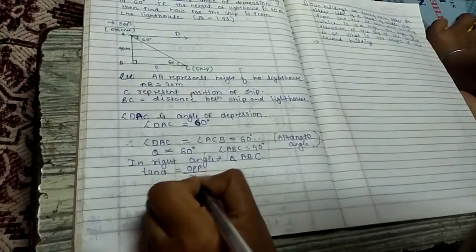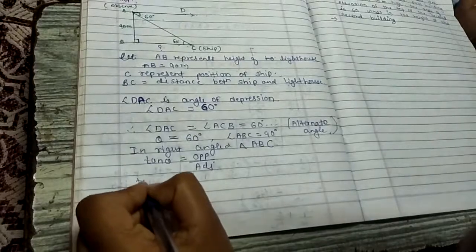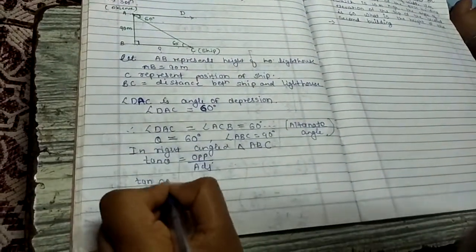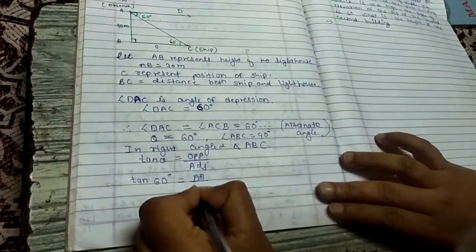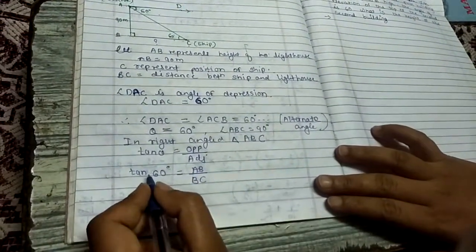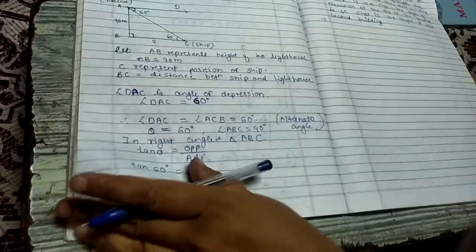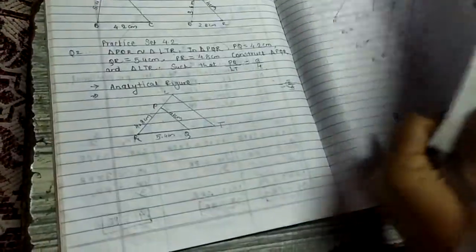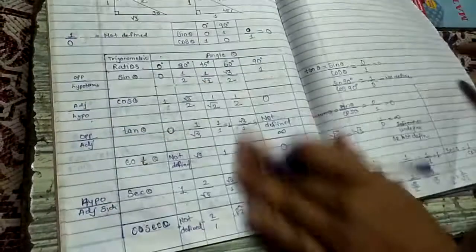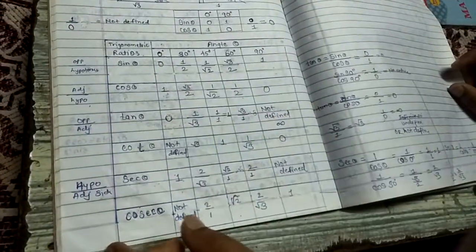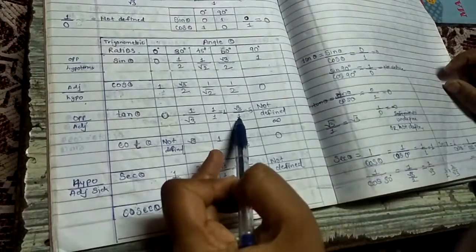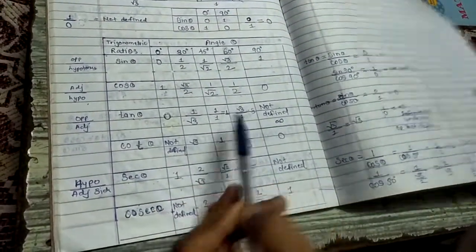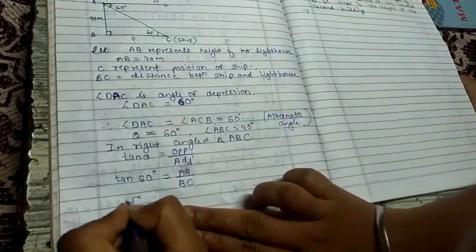Opposite upon adjacent. So tan theta, theta is 60. So tan 60 is equal to the opposite side, AB, and the adjacent side, BC. So tan 60, with the help of the trigonometry table, find out the value of tan theta. Tan theta is here, and we have 60 degrees. So the 60 degree angle is nothing but only √3.